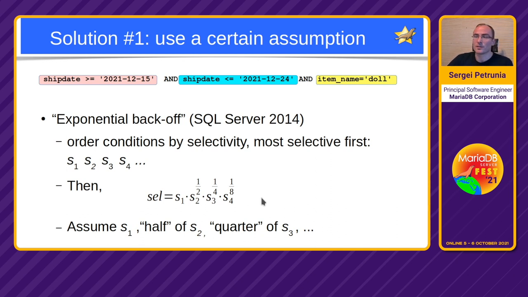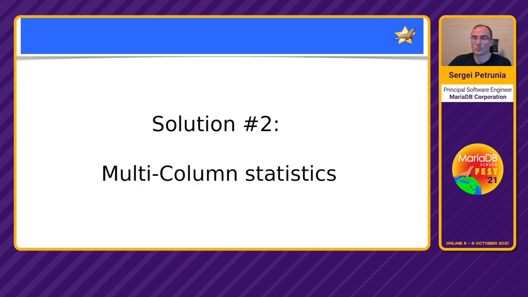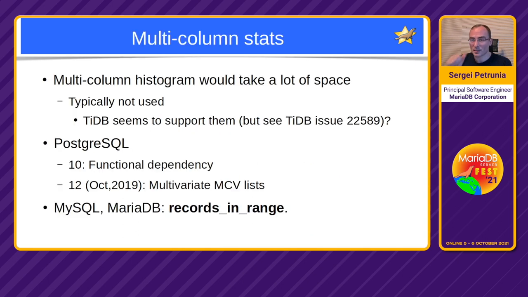But neither of these methods actually uses any information about whether the conditions are correlated, and if yes, how they correlate. So the results are bad, and in order to obtain the real results, you need multi-column statistics. Well, if you just collect a multi-column histogram, it would take a lot of space. It will be very large in order to be any precise.